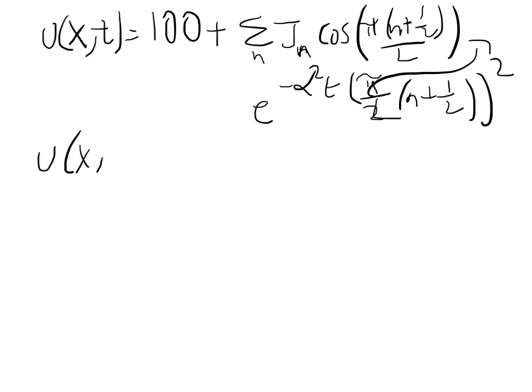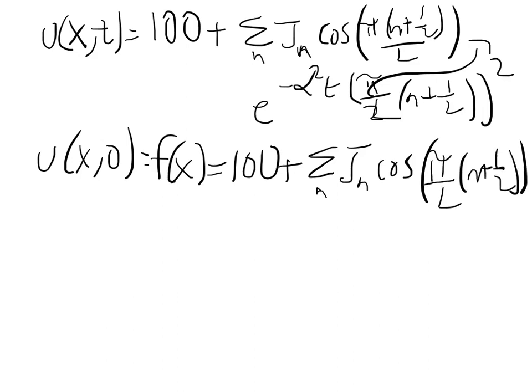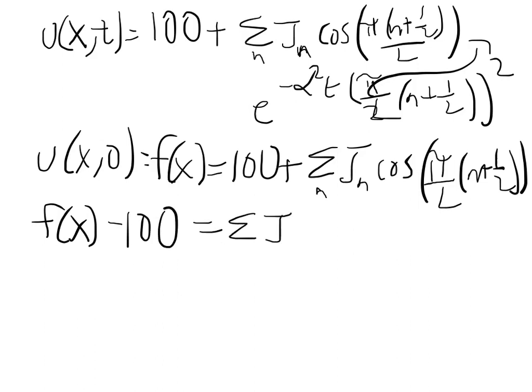Okay, so now we're going to use the final initial condition, which is u of x comma 0 is equal to f of x, which is that piecewise function, remember, and that's going to be equal to, if we plug in 0 for t, 100 plus the summation of Jn cos (pi over L (n plus 1/2)) x. Basically, we're getting rid of the exponential here. And so now we want to solve for Jn's, which we're going to use orthogonality to do, but first we need to say f of x minus 100 is equal to the summation of Jn cos (pi over L (n plus 1/2)) x.